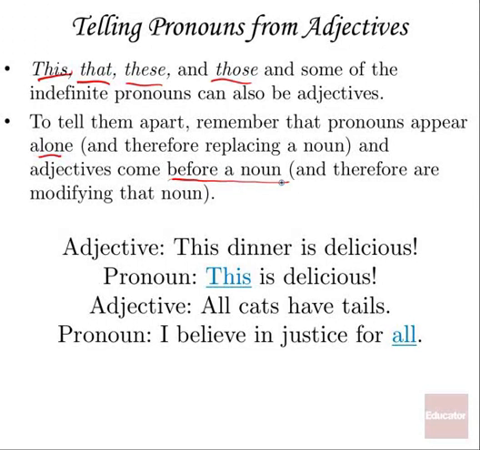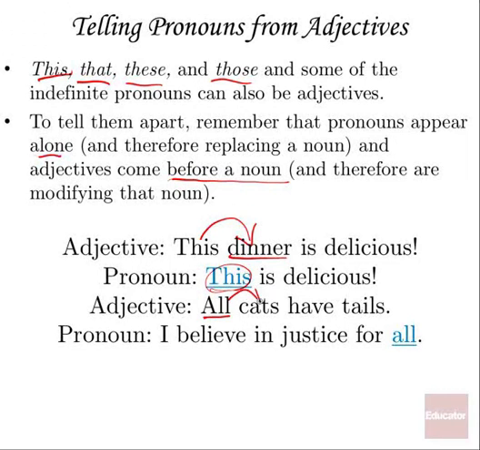The adjective form of this might be, this dinner is delicious. This is an adjective modifying the noun dinner. The pronoun version would be, this is delicious. There's no noun right after it. It's not modifying anything else. It's sitting there like a noun all by itself. So it's a pronoun.